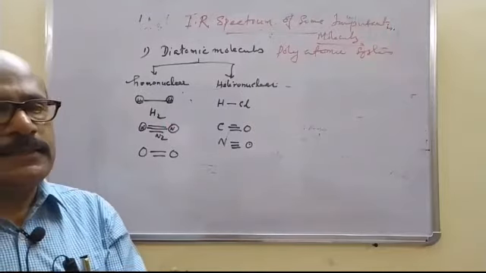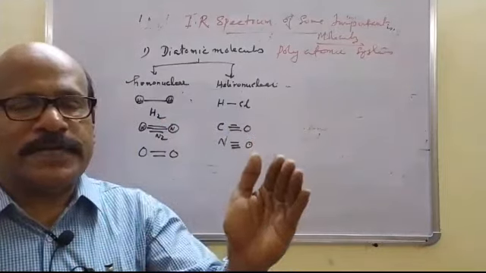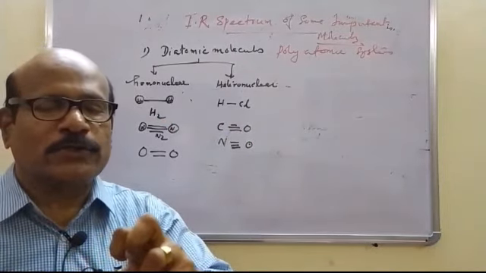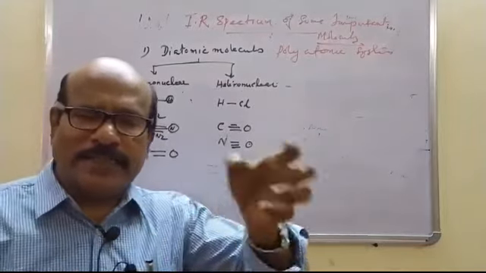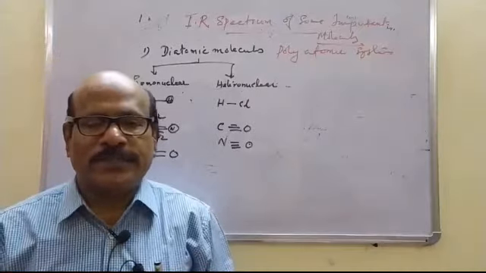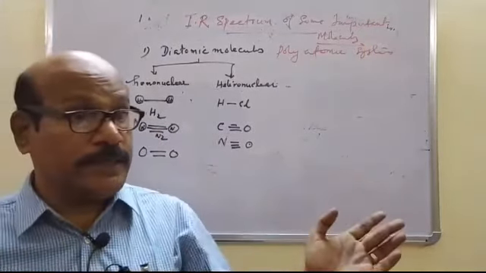It has no permanent dipole moment, so it cannot create an electric field by rotating. So it cannot interact with the microwave radiation. So it cannot absorb microwave radiation, so it is said to be microwave inactive, rotationally inactive. A homonuclear diatomic molecule is microwave inactive, or rotationally inactive, because it has no permanent dipole moment.